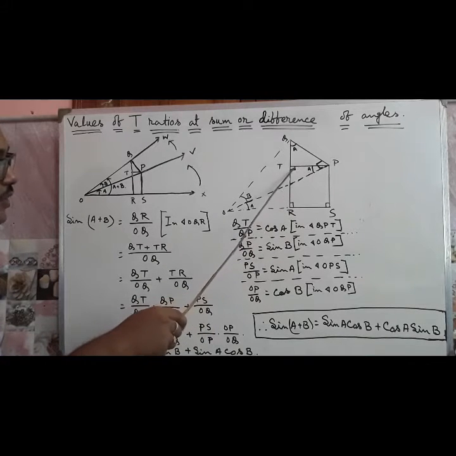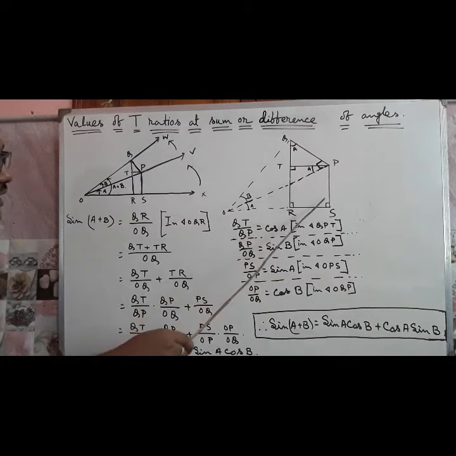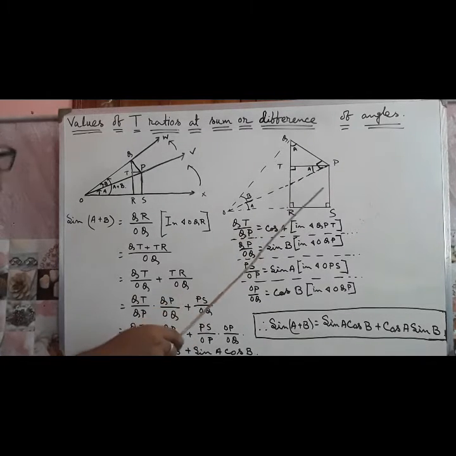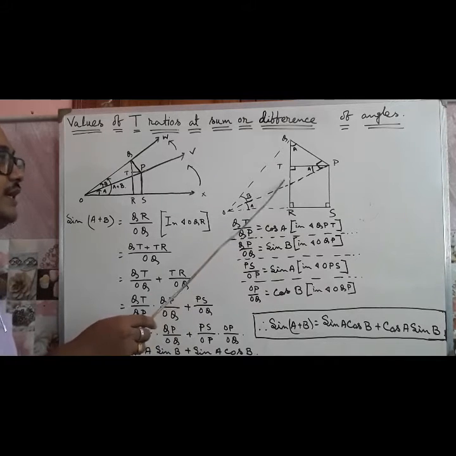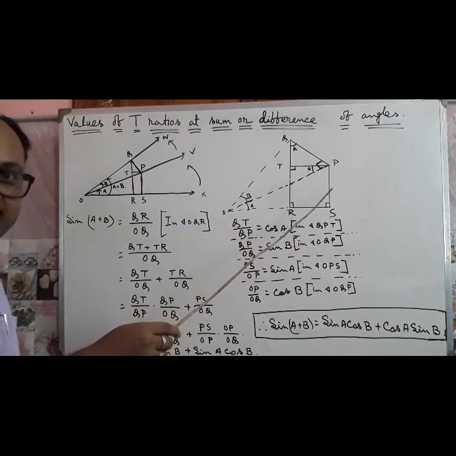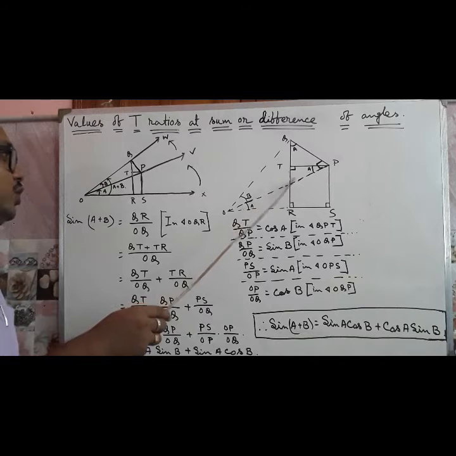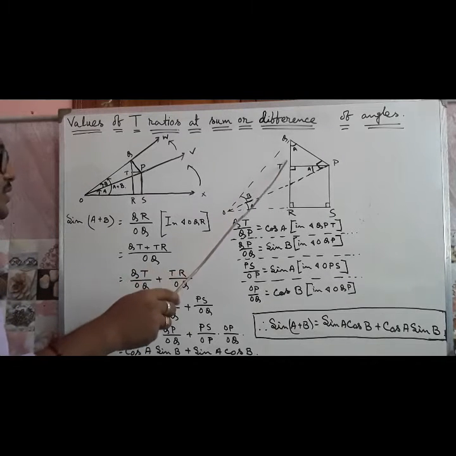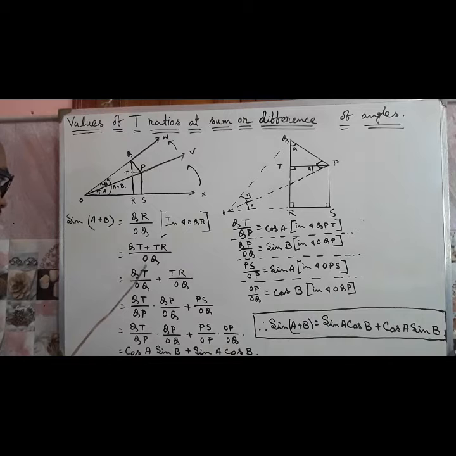You see all these four angles: this angle is 90 degrees, this one 90 degrees, this one 90 degrees, so obviously this fourth angle will be 90 degrees. All four angles are 90 degrees, so it is a rectangle. So TR is equal to PS, since opposite sides of a rectangle are equal. So this TR can be replaced by PS. Now you see QT by OQ plus TR by OQ, and instead of TR we write PS.